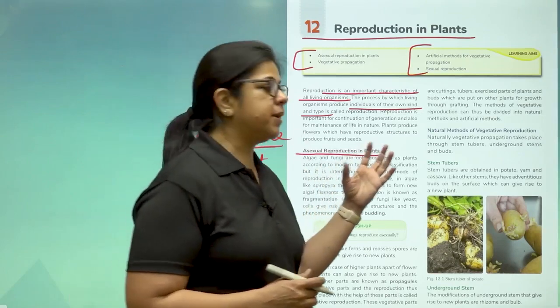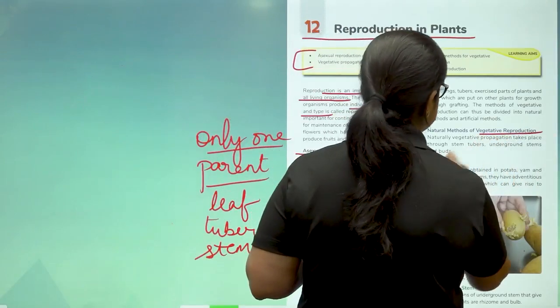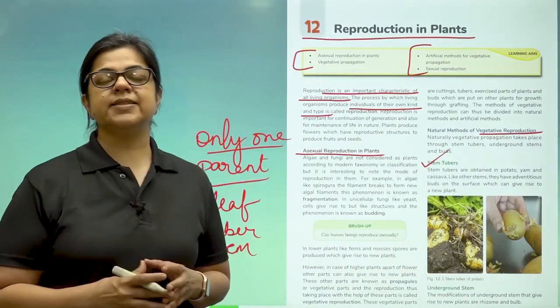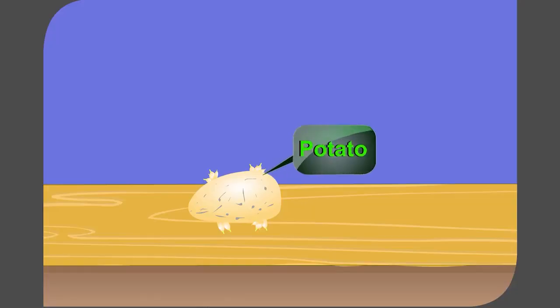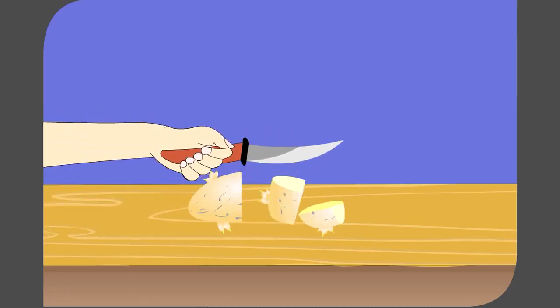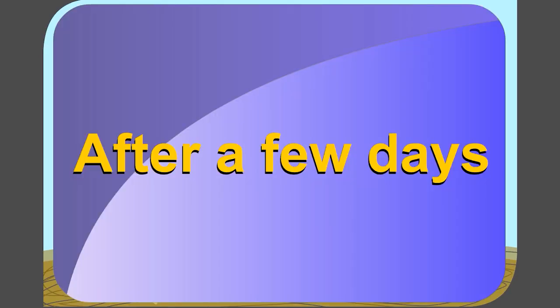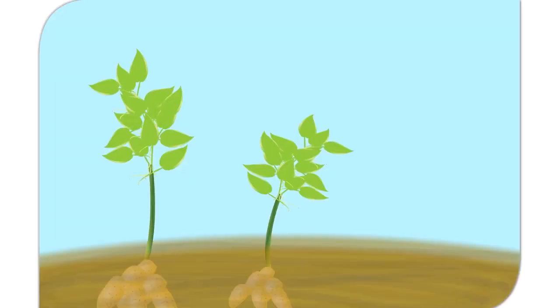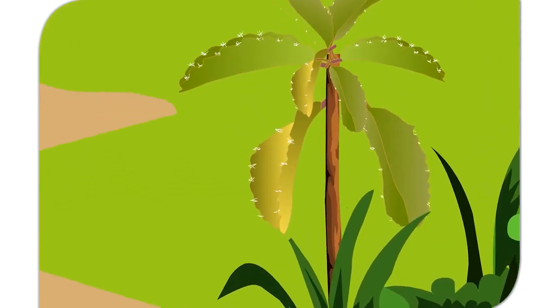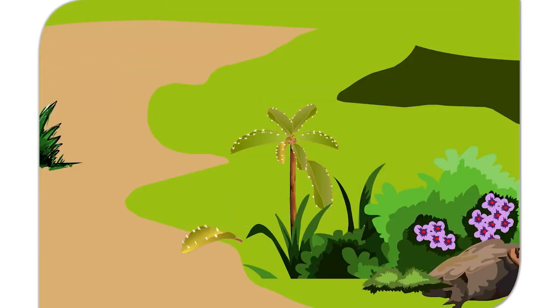So what are the natural methods of vegetative reproduction? The first is stem tubers. Let us understand a video to watch the same. Plants like sweet potato, dahlia can form new plants from a root cutting with a bud. When placed in moist soil, leaves of plants like bryophyllum and begonia produce buds on the notches in their margin. When the leaves get detached from the plant and touch moist soil, the buds grow into new plants.